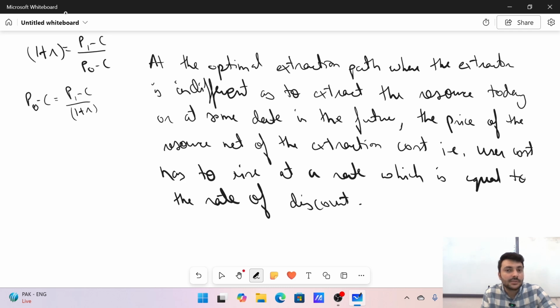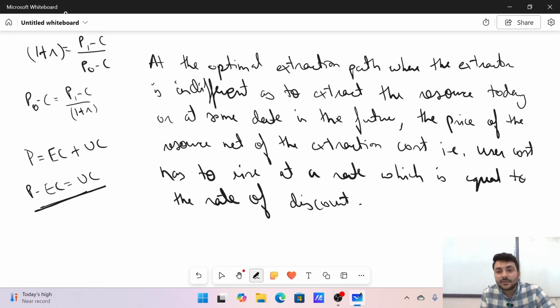P0 minus C equals P1 minus C divided by 1 plus R. This is what he is earning in the present time period, and this is what he would earn in the future. So at optimal extraction path, the extractor is indifferent. The price of the resource net of the extraction cost. Just now we saw this. That price should be equal to the extraction cost plus the user cost. So price minus the extraction cost equals the user cost.